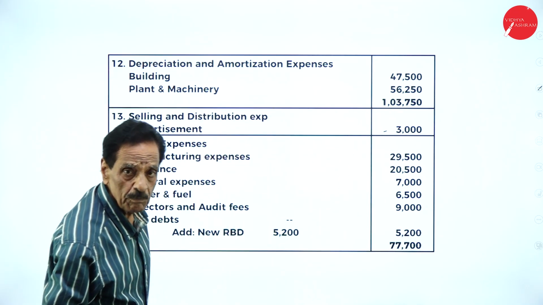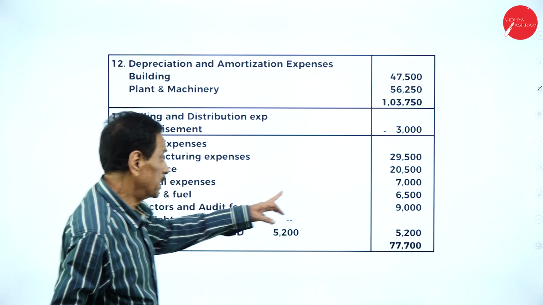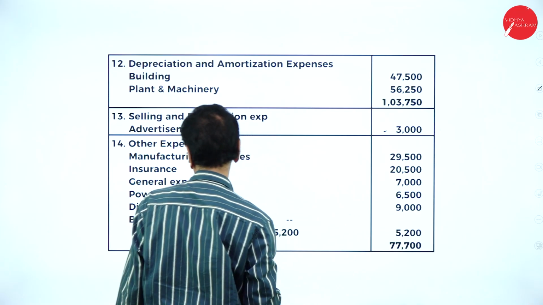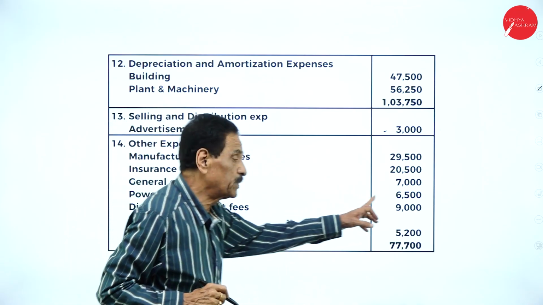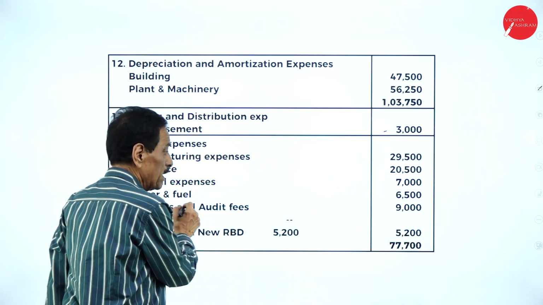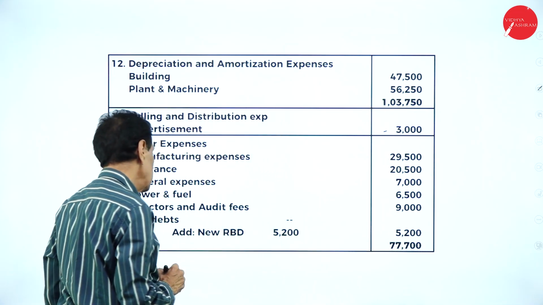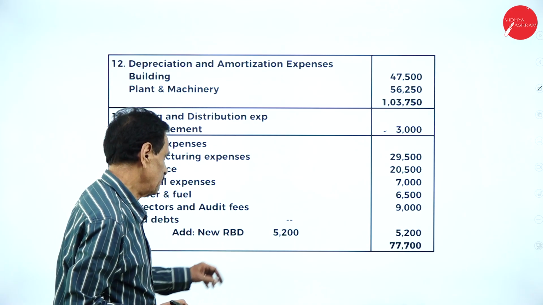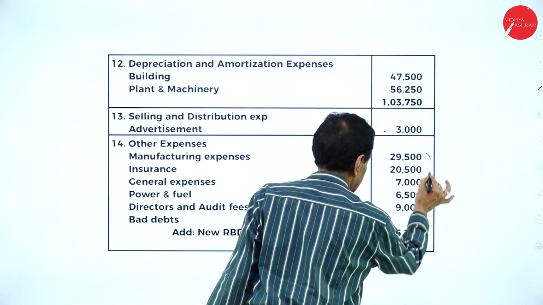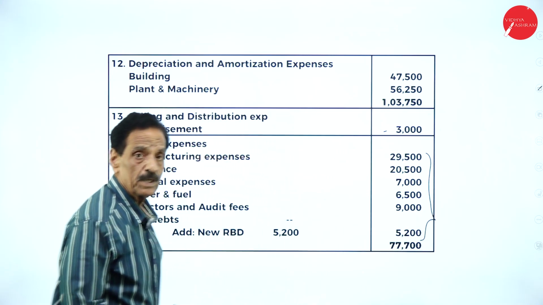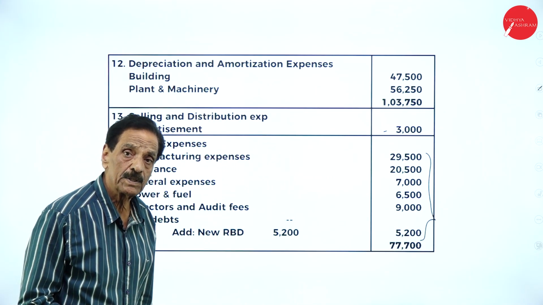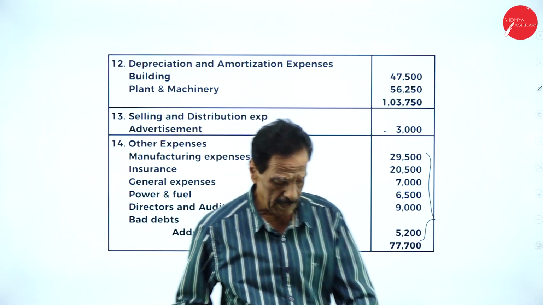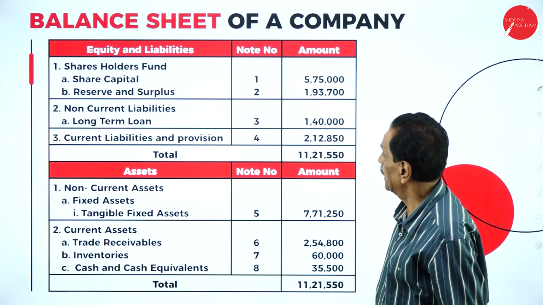All expenses should be put here. Manufacture expenses 29,500. Insurance 20,500. General expenses 7,000. Power and fuel 6,500. Director and audit fees 9,000. Bad debt plus new RBD 5,200. Total expenditure is 77,000, and all the expenses will be dumped here, 77,700. Come back to balance sheet.